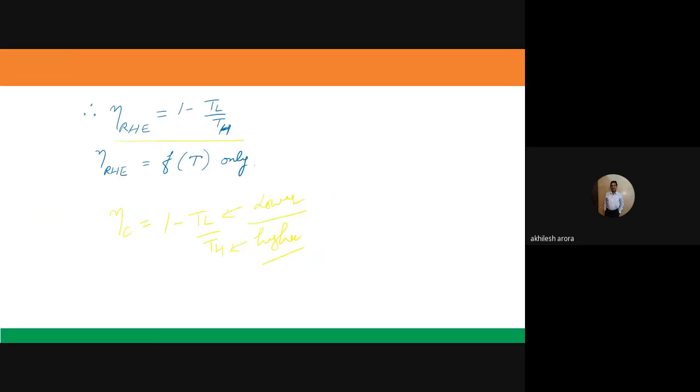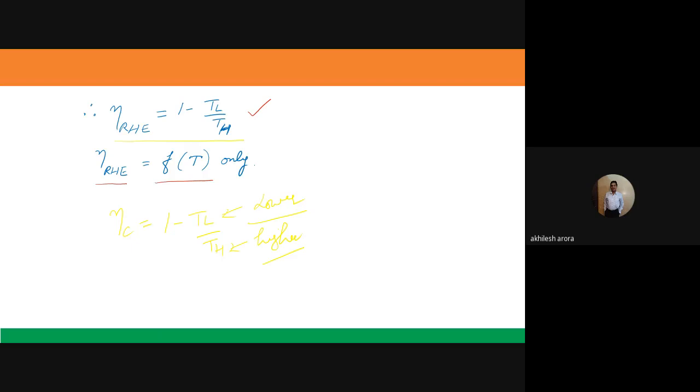Good morning, students. In the last class, we discussed the Carnot cycle and we derived the relation which is shown here on the screen. That is, the efficiency of the reversible heat engine is equal to 1 minus TL by TH. It means the efficiency of the reversible heat engine is a function of temperature only.